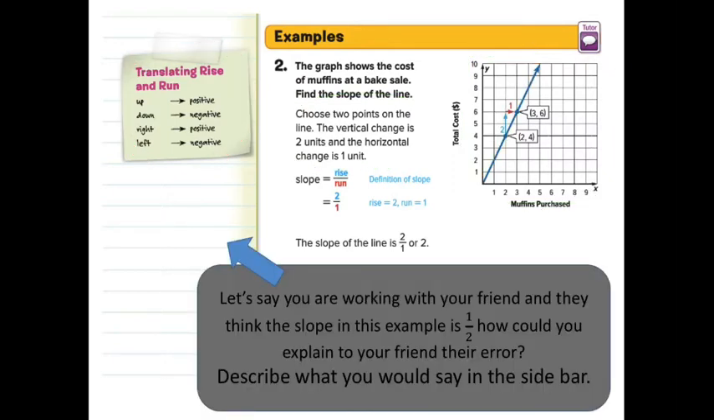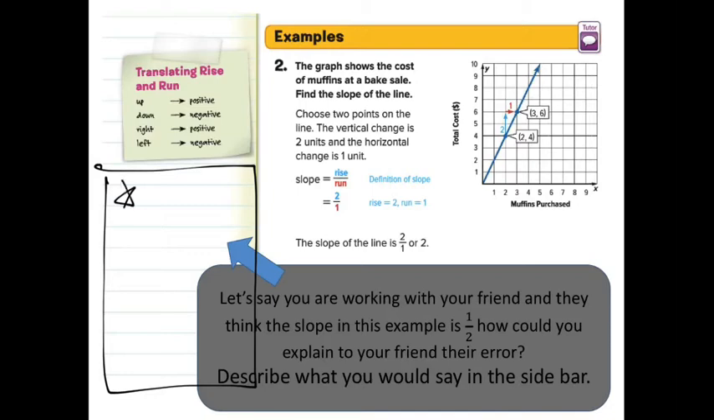Okay, now something else to talk about. Let's say you are working with your friend and they think the slope in this example is 1/2. How could you explain to your friend their error? So your friend says, no, the slope is 1/2. Describe the error to your friend. In this sidebar area, I want you to write down, what would you tell your friend? How would you convince them that they're wrong? How would you convince them, no, the slope is 2 over 1, it's not 1 over 2? So in this little sidebar area, just let me know how would you help your friend out with their misunderstanding.